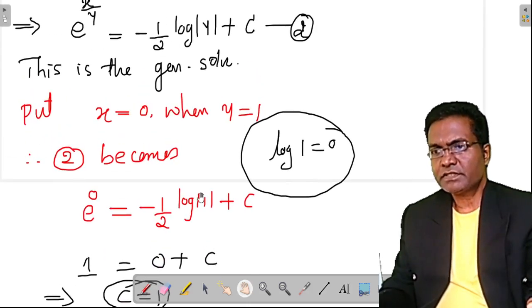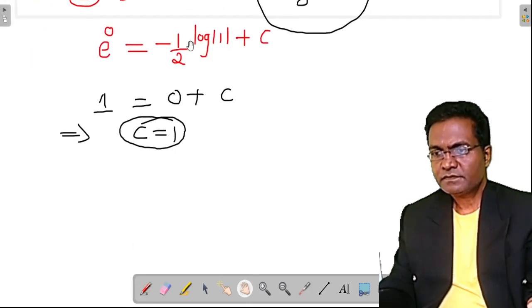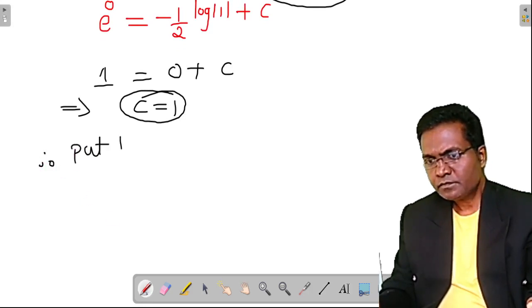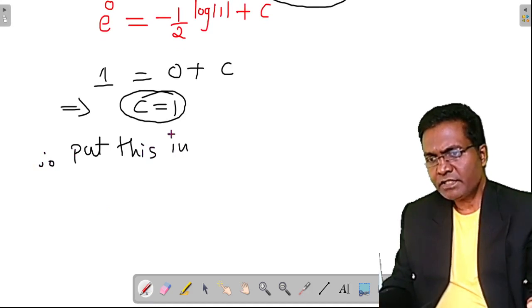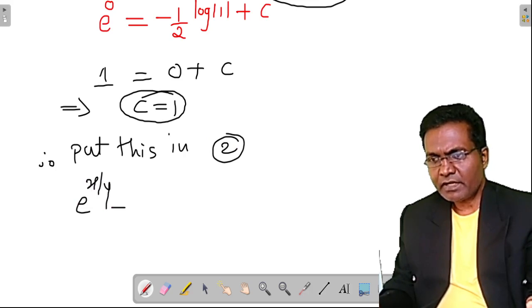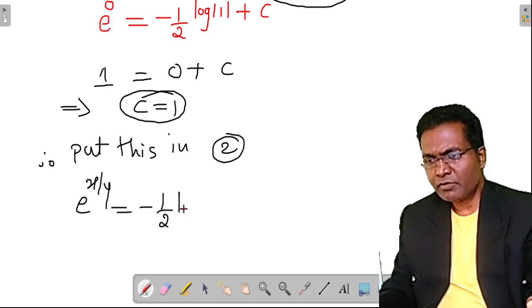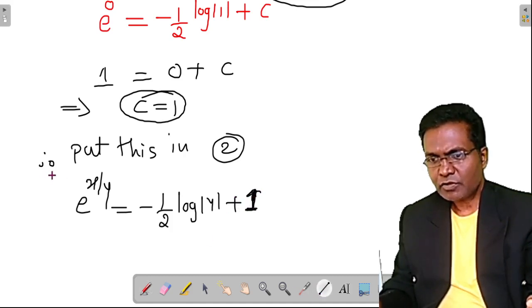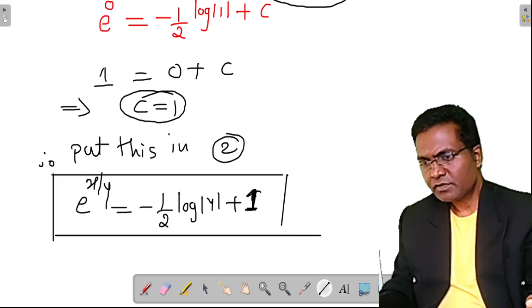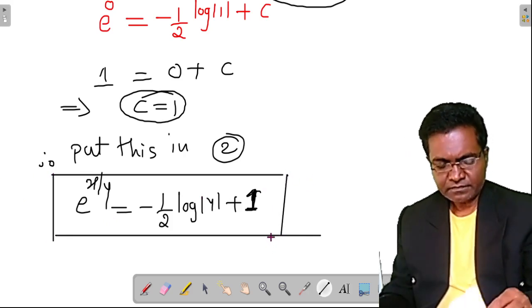Now you have to substitute this in this. Therefore, put this in 2. So what will you get? E power x by y is equals to minus 1 by 2 log of y plus constant c means 1. Okay, so this is your particular solution.